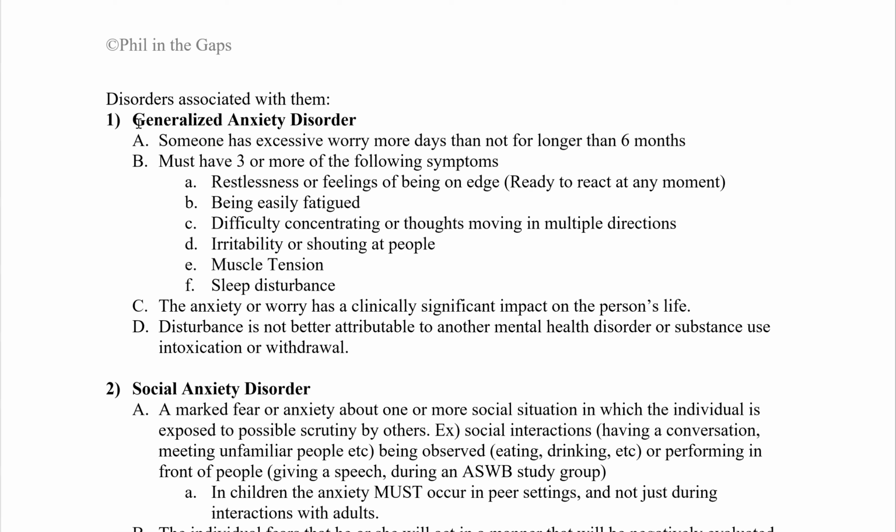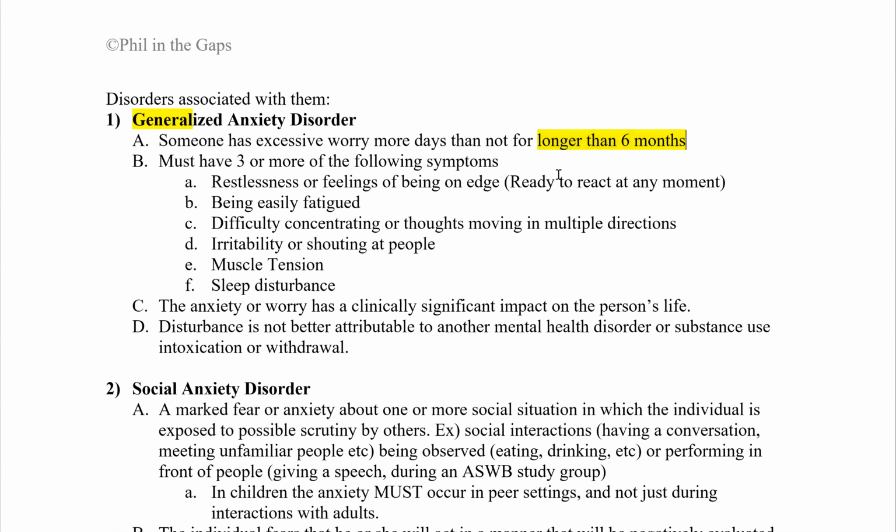So, generalized anxiety disorder is where the person is going to be anxious in general. They don't really have a theme for why they're anxious. They are simply going to have anxiety based on no particular thing, and it is going to just be in general. So, stated in a different way, someone has excessive worry more days than not for longer than 6 months.